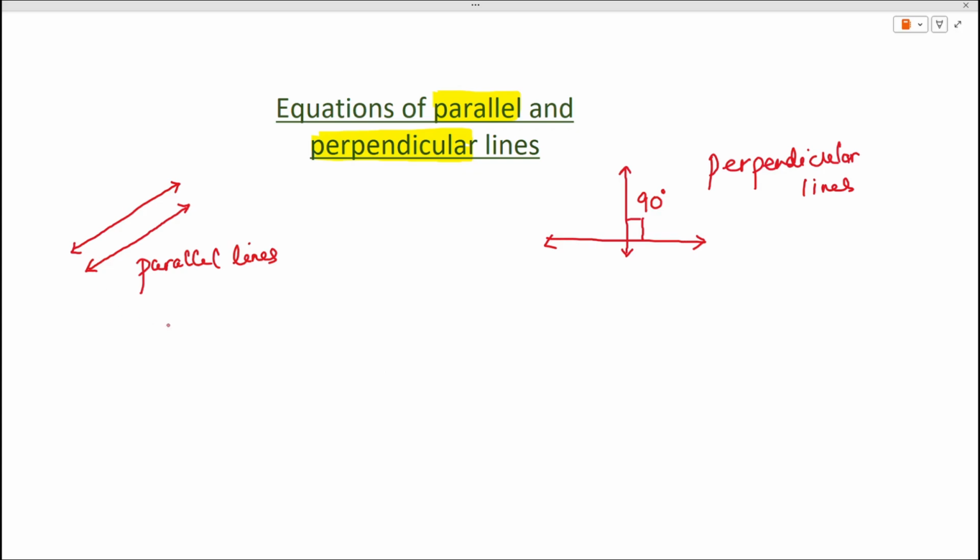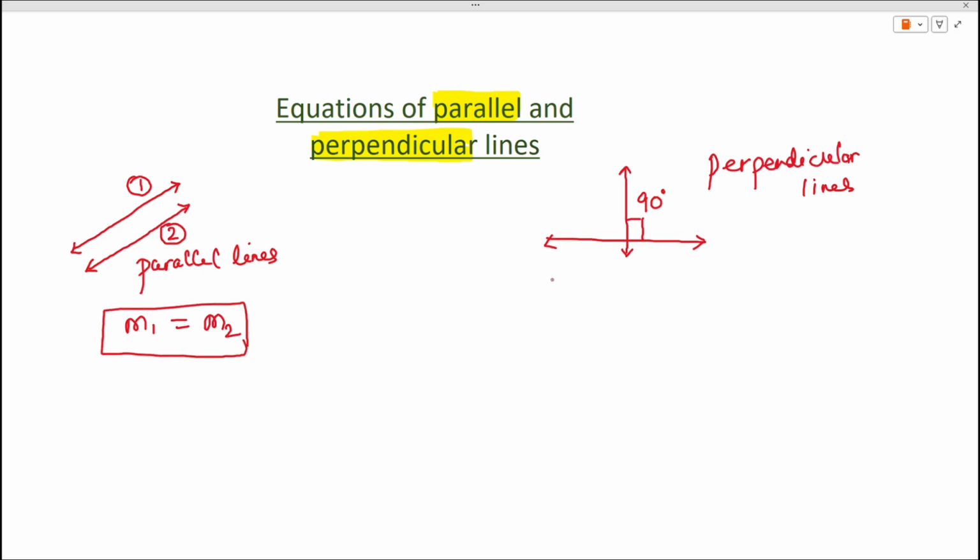What we need to know over here is that for parallel lines, their slopes are equal. So let us say this is line 1 and this is line number 2. If the slope of line 1 is m1 and the slope of line 2 is m2, then their slopes are going to be equal.